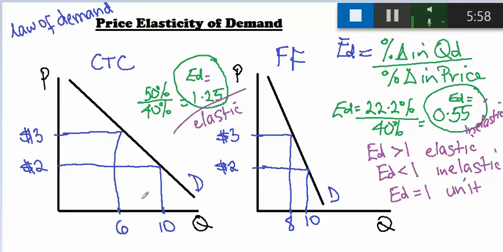So if you're the manager of a store, this type of information is very useful for you to know how to make pricing decisions, because at the end of the day that would affect your bottom line, would affect your total revenue.